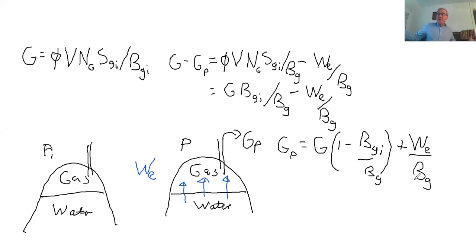So it's actually quite straightforward. And the key thing here is we've got the first term that we've seen before, the 1 minus BGI over BG, that was in the previous video sequence, so there's nothing new here, so I'm not going to dwell on that. That's due to the expansion of the gas. But we've got this additional term, which is the water influx. Okay. So what that means is for a given pressure drop, for a given value of BG, there is additional production because the water has moved into the field. Okay, that's great. But there's one problem with it. What's WE?